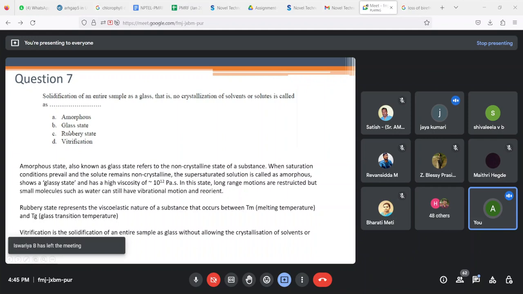Whereas rubbery state is the state of the food which has a viscoelastic nature. That is, it is both viscous and elastic. So it has both the properties. It's the same as a rubber. So rubber will have a certain amount of viscosity as well as elastic nature. So certain foods will have viscoelastic nature between their melting temperature and glass transition temperature. So below Tg you will have glass state. Between Tm and Tg you will have rubbery state. Is this clear?